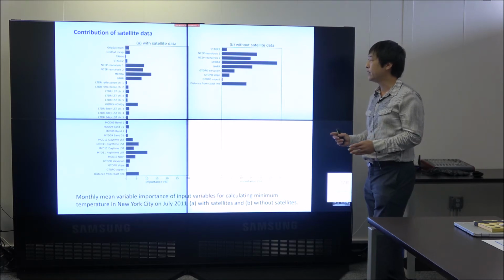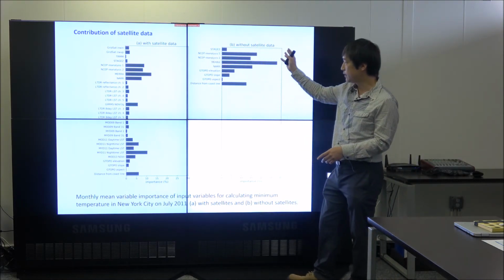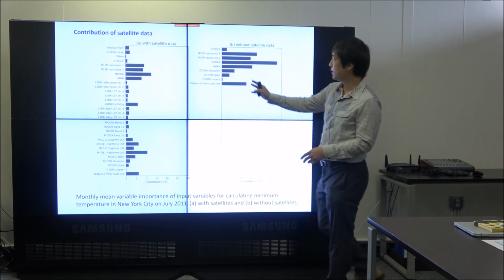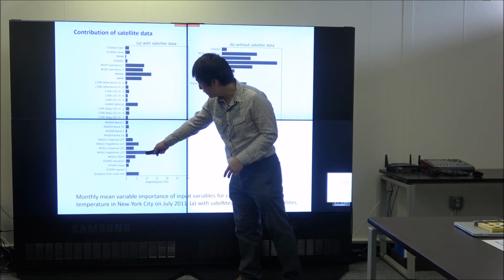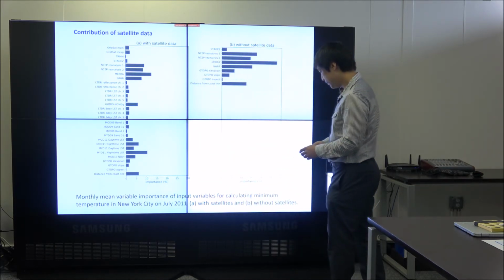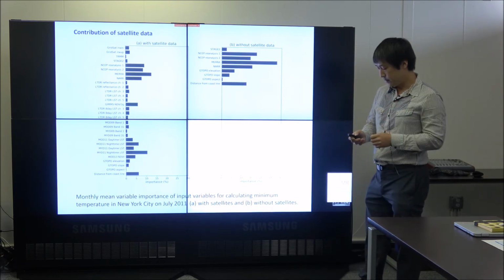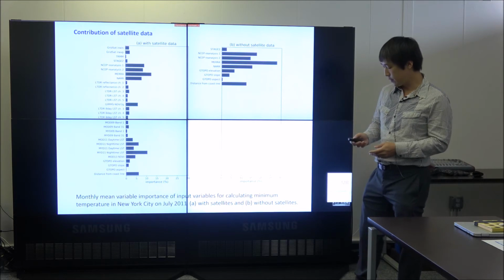Then I made a summary for this same region with satellite data and without satellite data. I put more data here with satellite data. So you can see that in this case nighttime LST has big contribution. So this shows the importance of satellite data for this dataset.